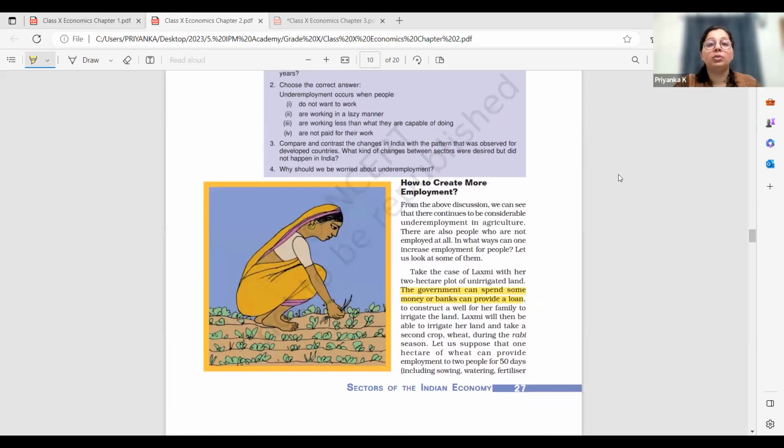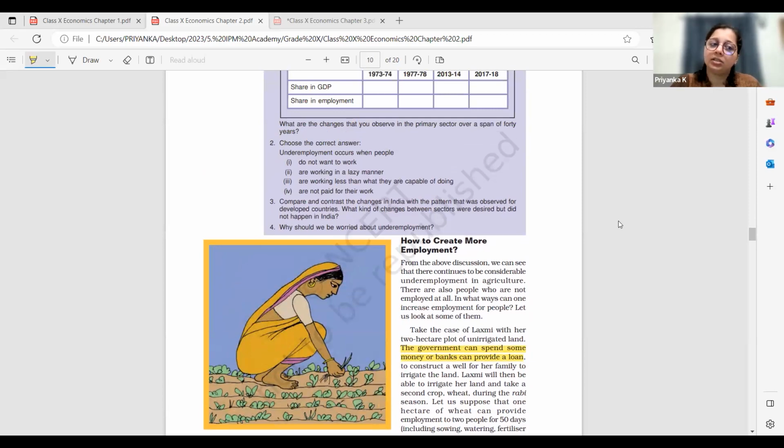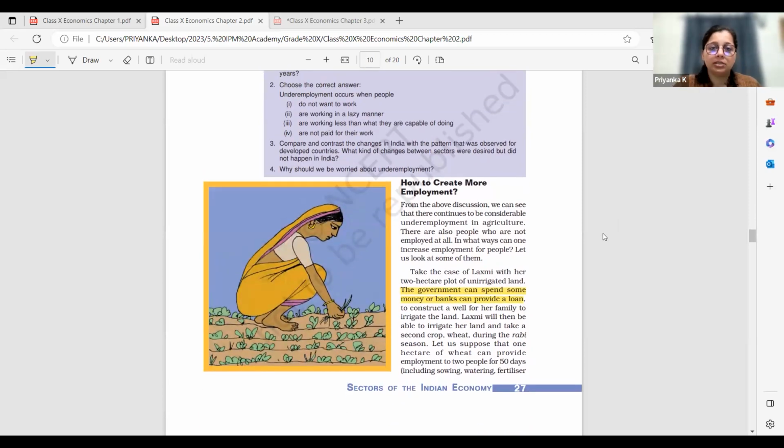Now, how to create more employment? We see that there is a large number of employment in the tertiary sector and fewer opportunities in the agricultural sector. So what can the government, or society as a whole, do to create more employment facilities? One of the best ways the government can tackle this issue is by spending more or providing more funding to these sectors through banks or through other facilities.